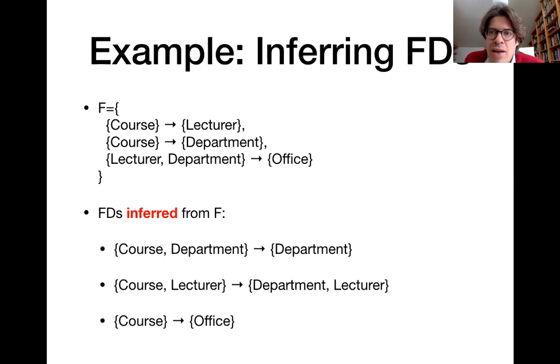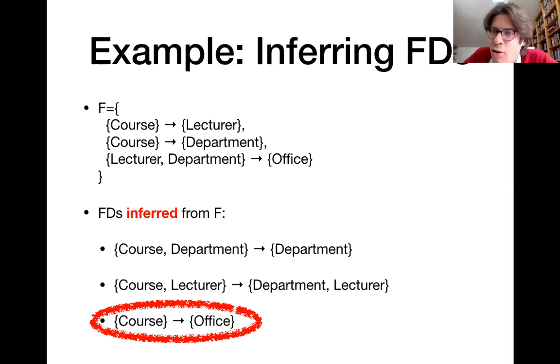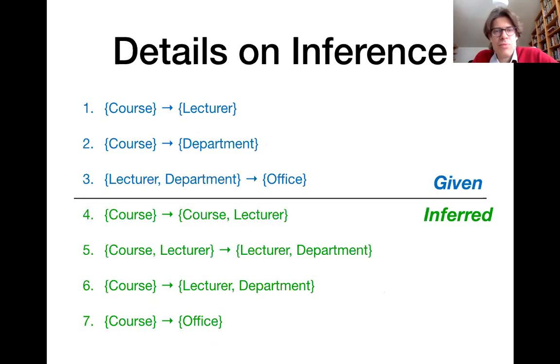Now, this one might be a little bit harder to see. So we're going to go a little bit more into detail there, how we can infer this one based on Armstrong's axioms. Here we have those 3 functional dependencies given, marked up in blue, and now we infer the ones given in green. At the very end, you see we infer the functional dependency that we are interested in, which was course implies office. We will see how we can get there in multiple steps.